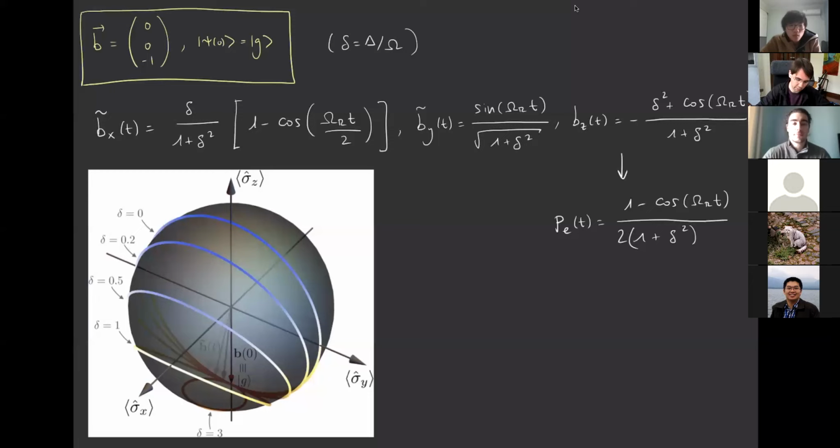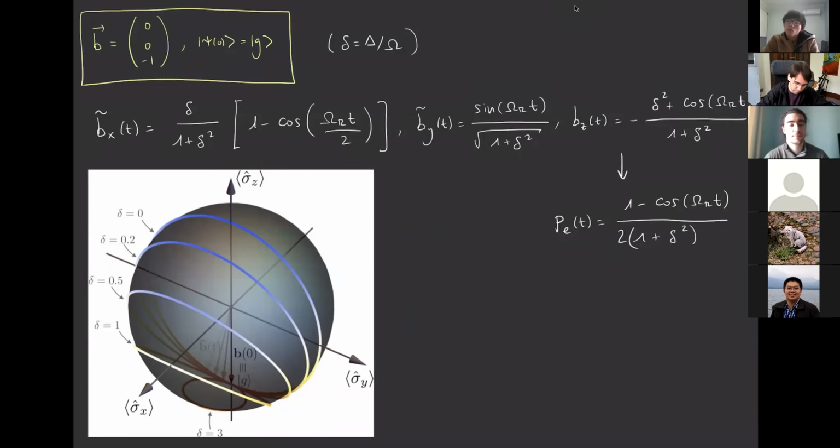Now, what is the effect of the detuning? That's why I'm showing this figure. As the detuning becomes larger, the axis of oscillation, for example this one in here, is no longer the x-axis, but starts getting tilted. So now we have a circle that is not going from the South Pole to the North Pole, but doesn't reach the North Pole completely. It's a smaller radius.